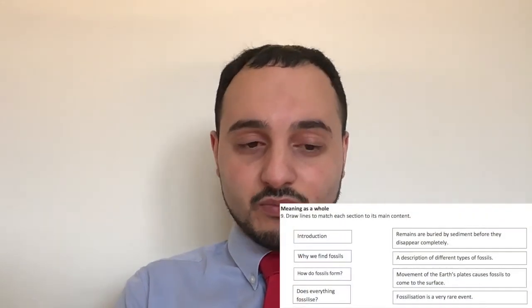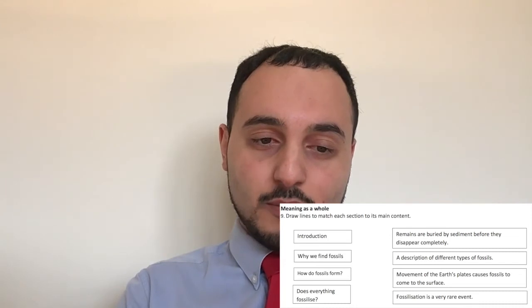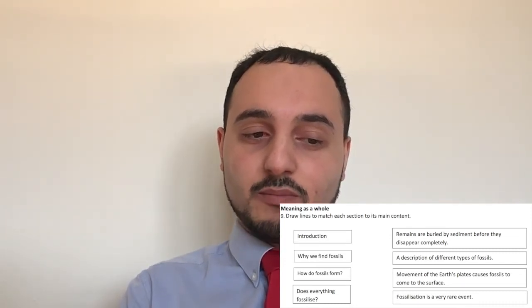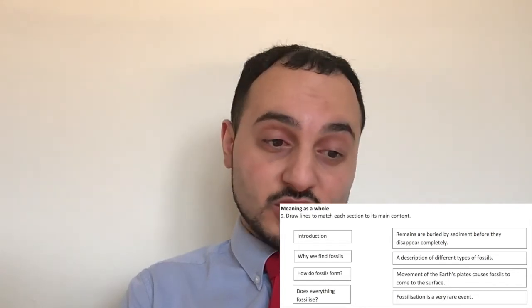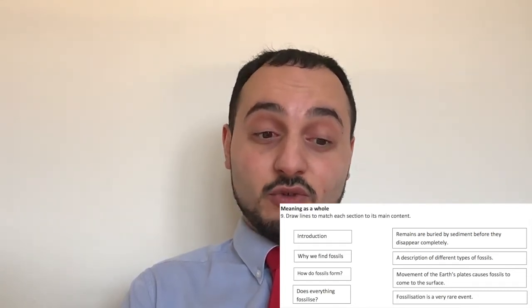So all I need to do now is read the other statements and see what matches up. So let's have a look. So we've got remains are buried by sediment before they disappear completely. We've just read about the sediment, so that one is going to be which section? That is how do fossils form, so I'm going to link it with that one. How do fossils form?